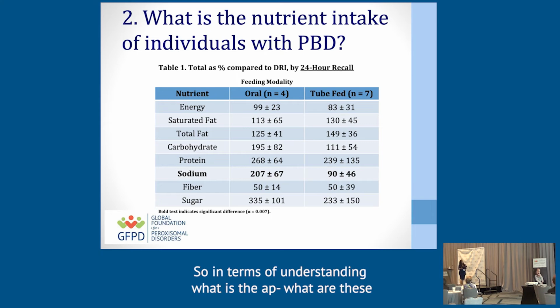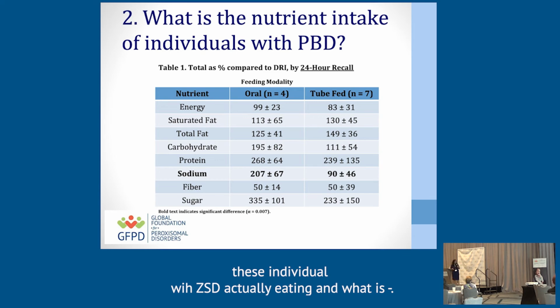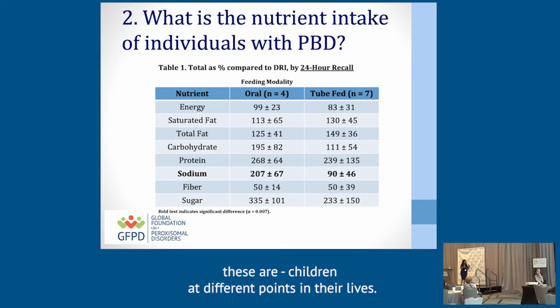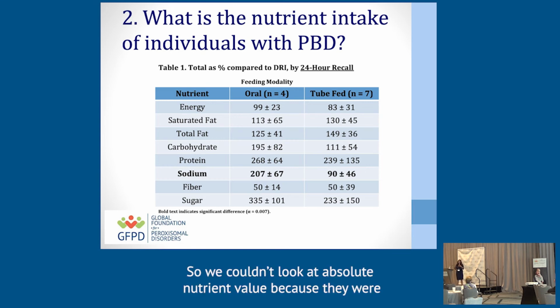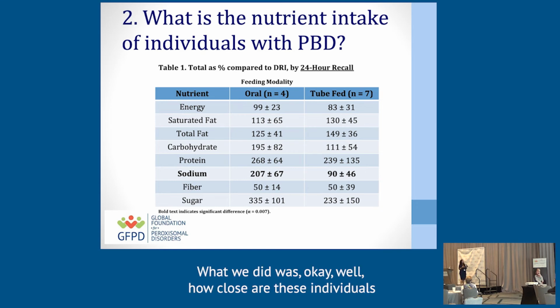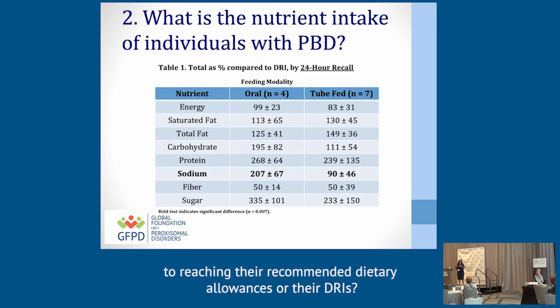So, in terms of understanding what these individuals with ZSD are actually eating, because we had a lot of age ranges and a lot of these were children in different growth periods of their lives, we couldn't look at the absolute nutrient values because they were just not comparable across these age groups and different sizes. So what we did was, okay, how close are these individuals to reaching their recommended dietary allowances or their DRIs?